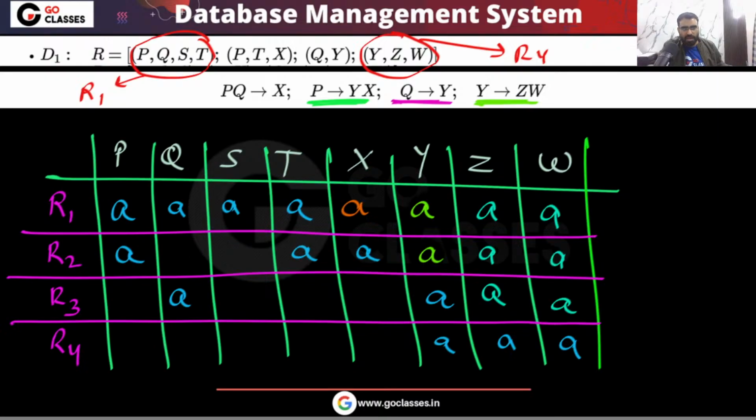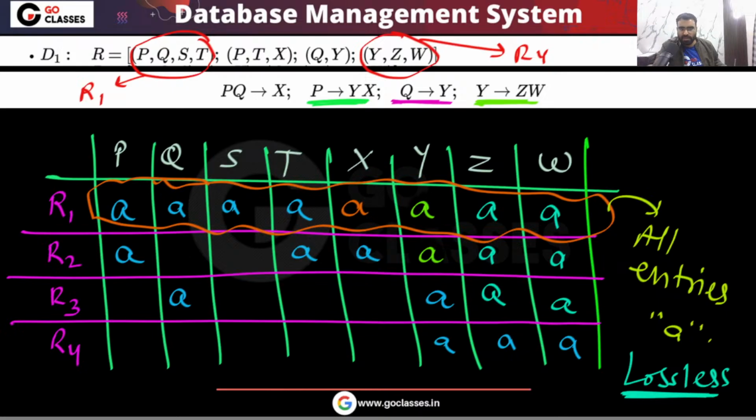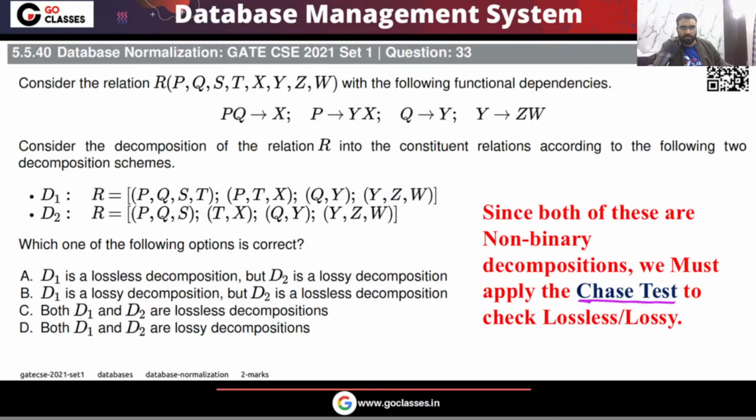Now I can stop, because I got this row with all the entries equal to A. Look at this tuple where I got all entries A. So now I can stop and I can say that this decomposition is lossless. Very simple. So remember, D1 is a lossless decomposition. This is what we have found, that this D1 is lossless.